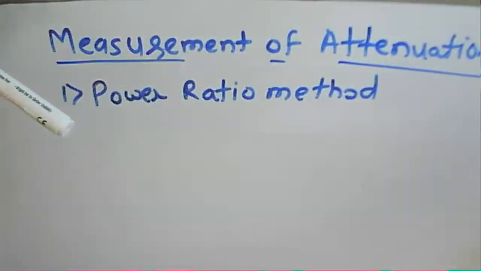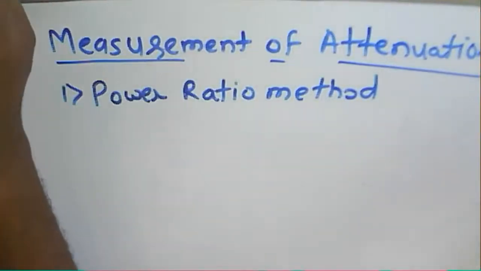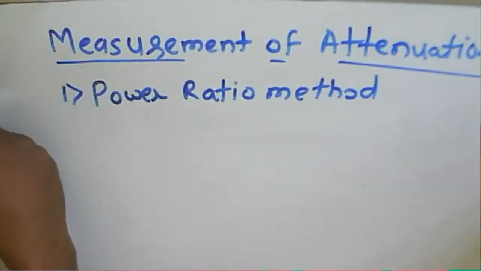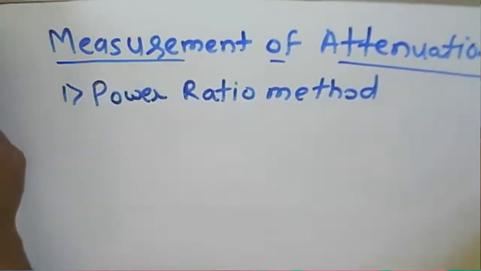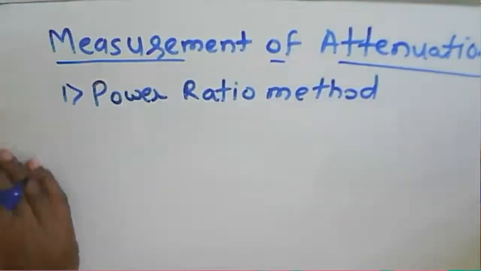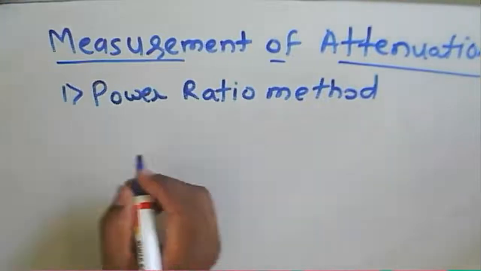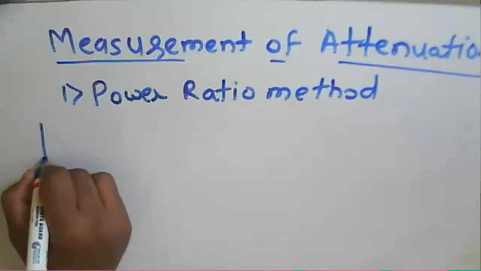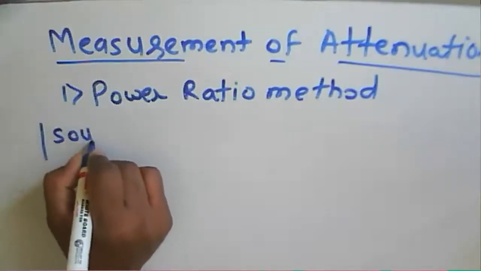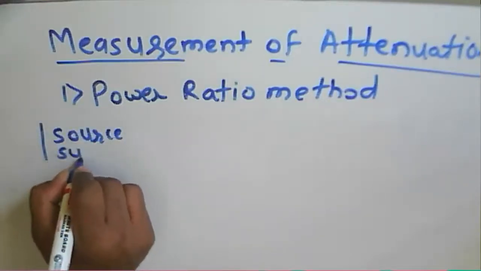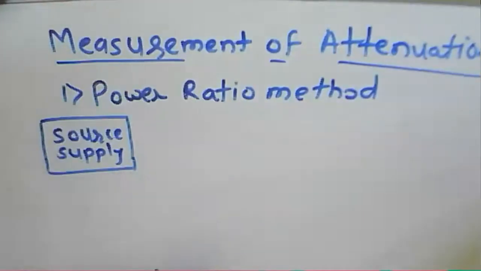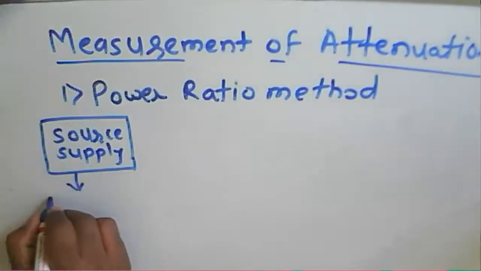In the case of the power ratio method, we measure the power when we insert the device. For a given particular device, when we insert it, what will happen to the attenuation? Now we see a source supply. Then we have a given particular source there.